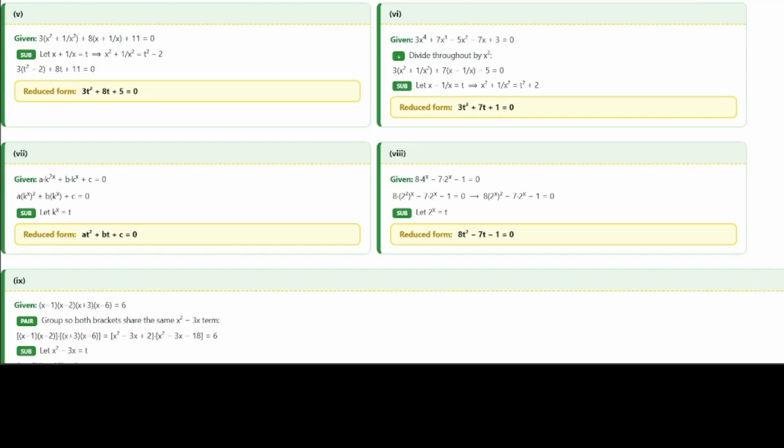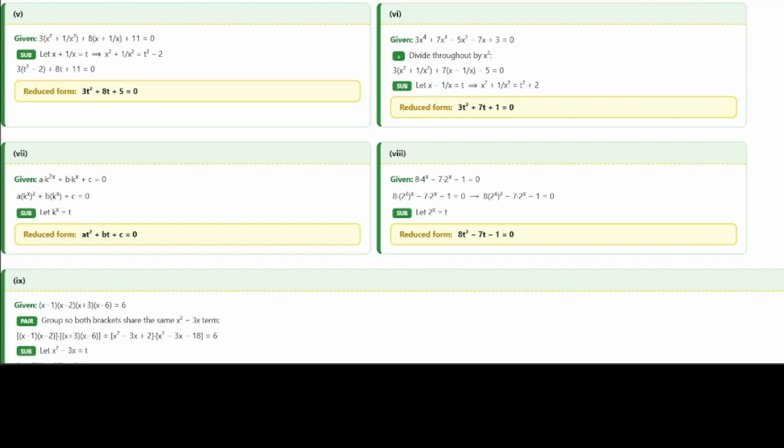So what happened here? We took x plus 1 over x and let it be equal to t. Then when we took x square plus 1 over x square, we let it be equal to t square minus 2. Okay, so what will be our reduced form of the equation? It's going to be 3t square plus 8t plus 5 being equal to 0. Why? Because the 3 which was multiplied by t square minus 2, it was subtracted from 11 resulting to 5.